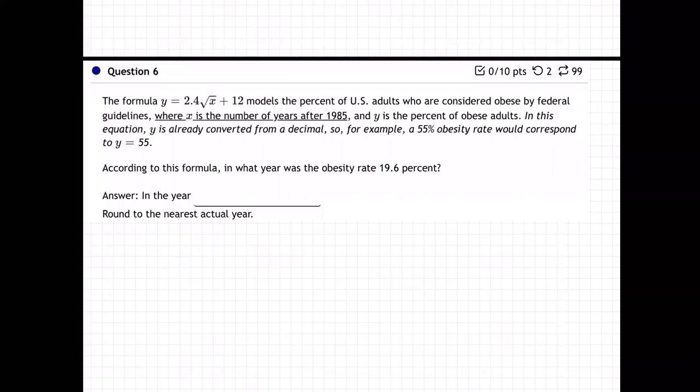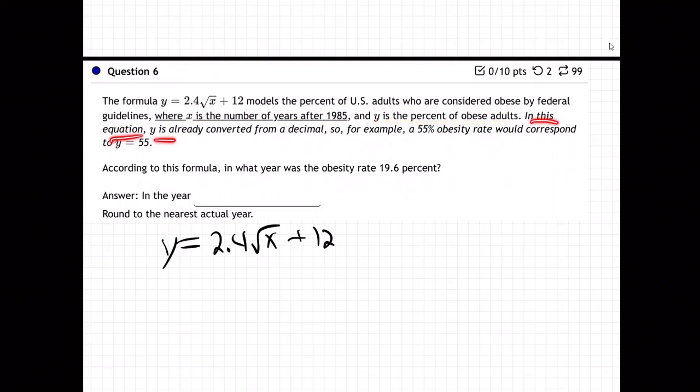Okay, so on this one, we've got a formula. Let me bring it down here, right? So y equals 2.4 square root of x plus 12. And they're saying this models the percentage of US adults who are considered obese by federal guidelines, where X is the number of years after 1985, and Y is the percent of obese adults.